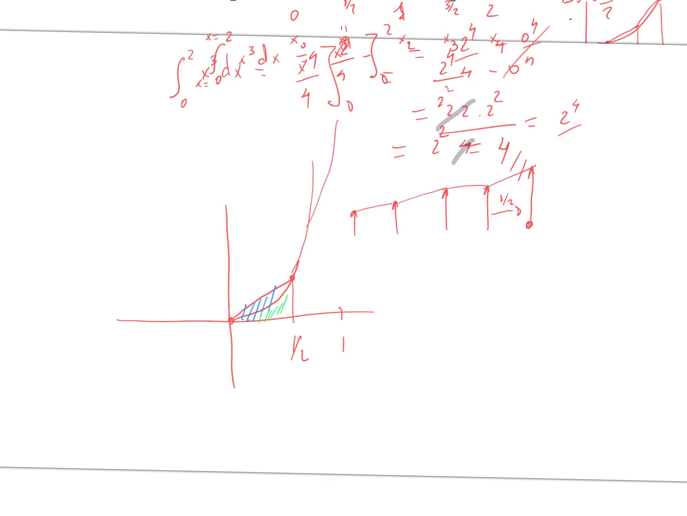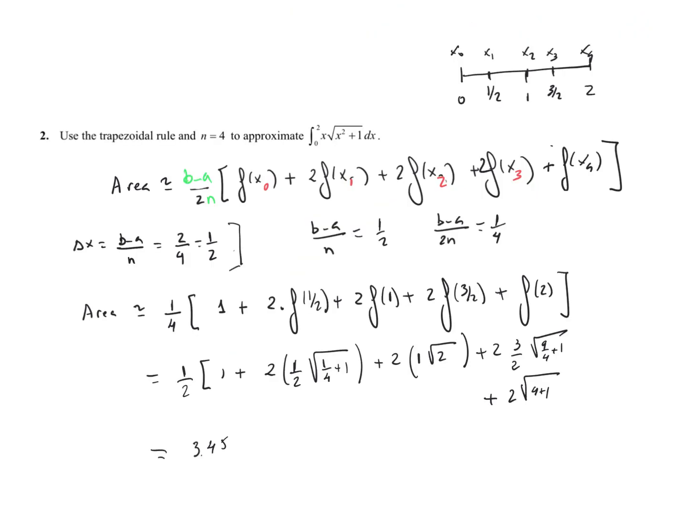Okay, let's go to the next problem. Problem 2 is also using the trapezoidal rule, but now you have a different function. We have to find the area under the curve x multiplied by the square root of x squared plus 1 between 0 and 2. What does the trapezoidal rule say? Divide the segment 0 to 2 into 4 parts: 1, 2, 3, and 4 parts.